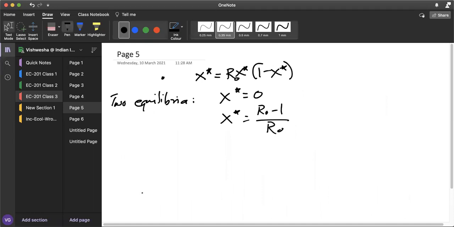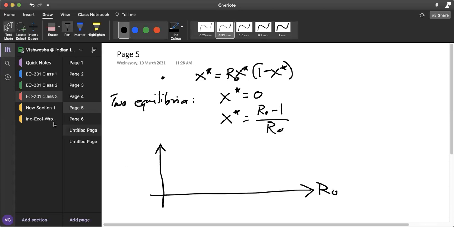Now, we have one parameter in this model, R0 is the only parameter here. In fact, I had asked you last time to use your computer and an Excel sheet to find out what happens to these populations for different values of R0. So what we will now do is plot the equilibrium as a function of R0.